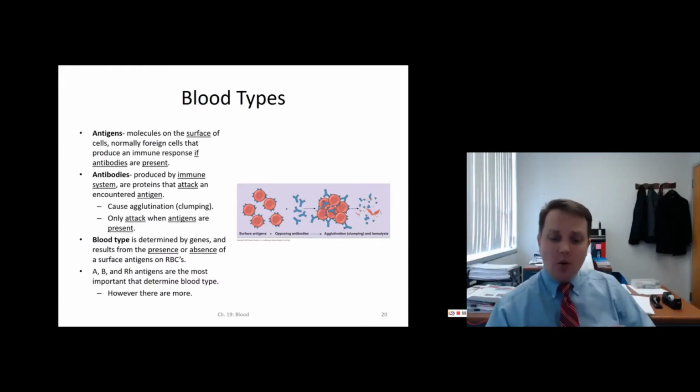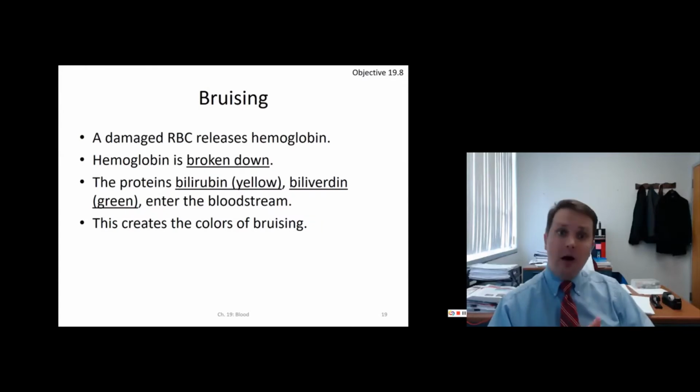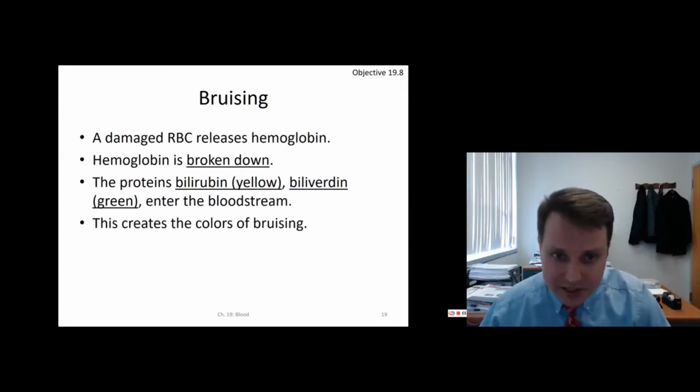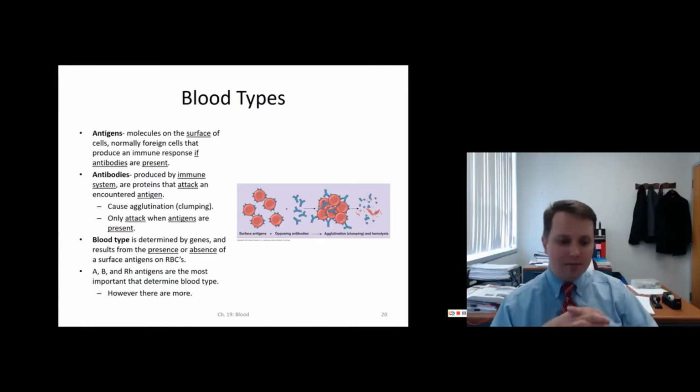So last time we were together, we talked about bruising in this lecture. So what we said was this was the breakdown of hemoglobin. So now we want to talk about blood types. Now in blood types, we need to get a few terminologies down. First, the two are going to be antigens and antibodies. So we've got a combination of two things, antigen, antibody.